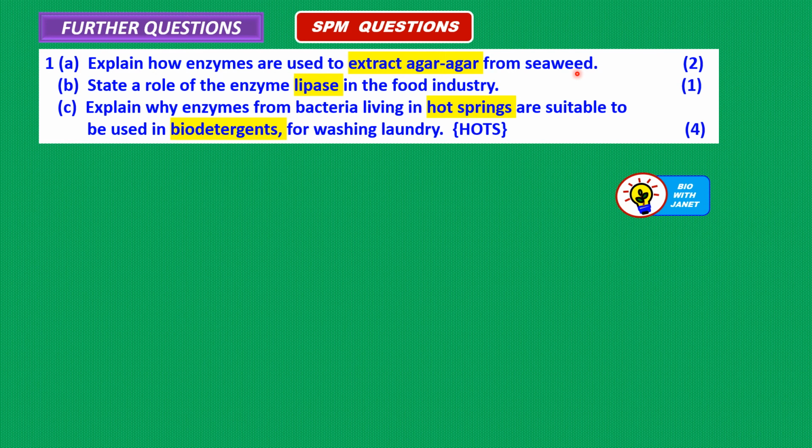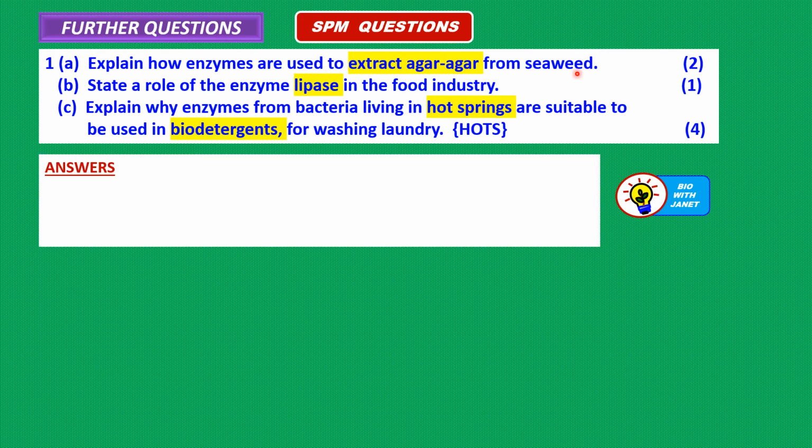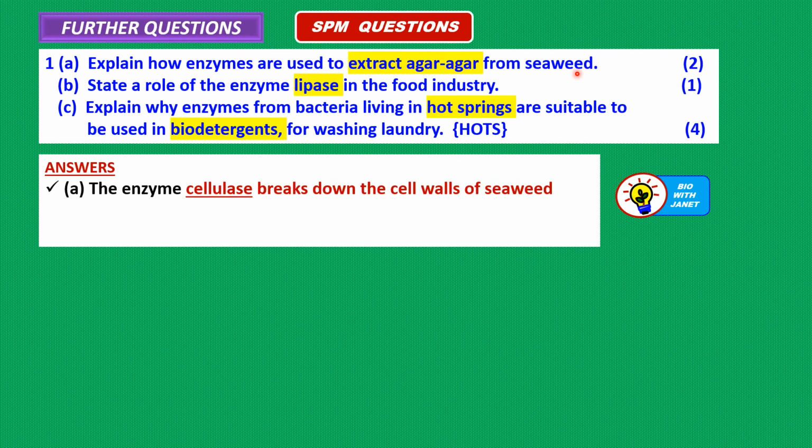Let's answer the first question. Explain how enzymes are used to extract agar-agar from seaweed. So we have to know the name of the enzyme. What's the name of the enzyme? Cellulase. So the enzyme cellulase breaks down the cell walls of seaweed by hydrolyzing the cellulose.